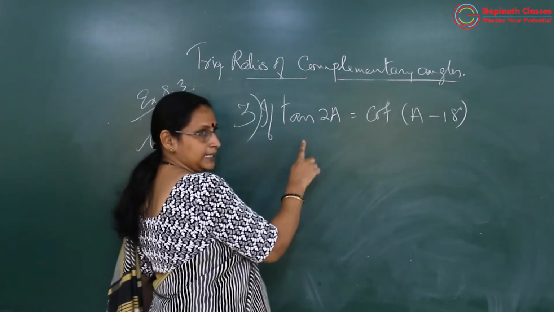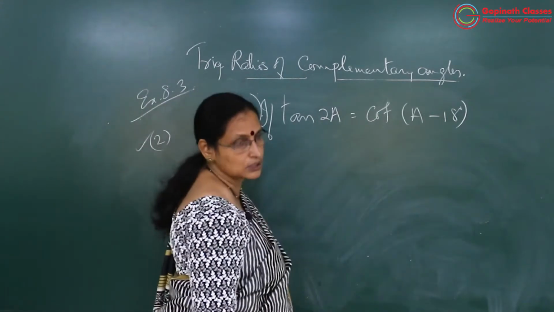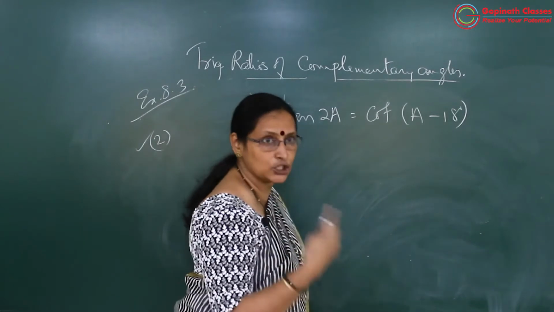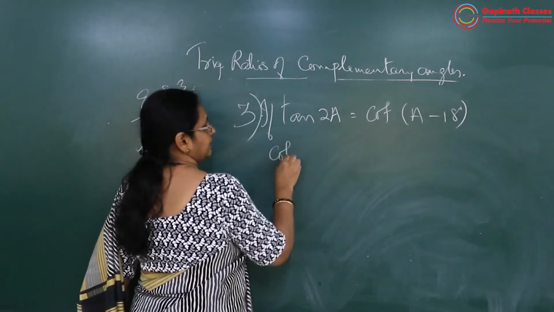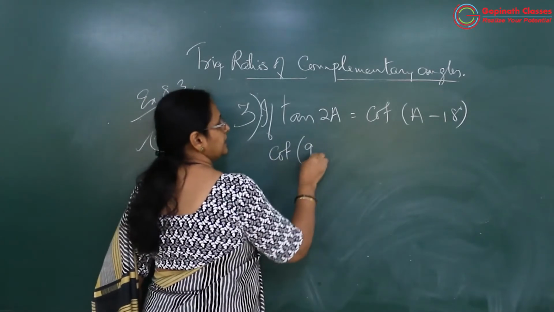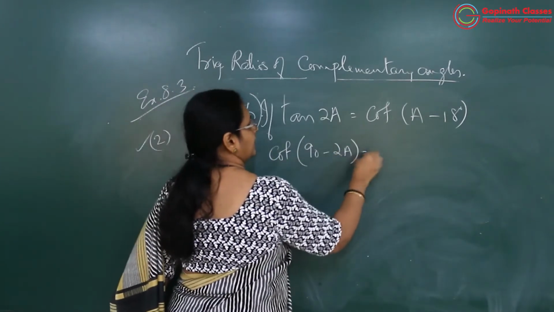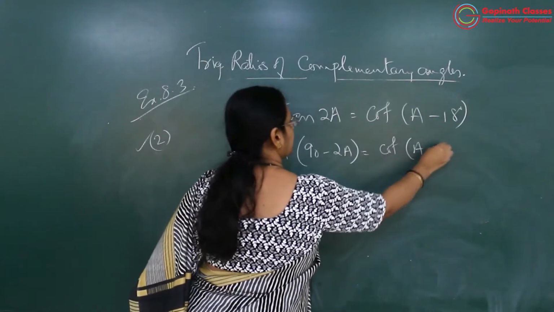Okay. One side it is tan, the other side it's cot. So we can convert tan into cot by changing the angle. You know, tan theta is nothing but cot 90 minus theta, so tan 2a is cot 90 minus 2a, which is equal to cot a minus 18.